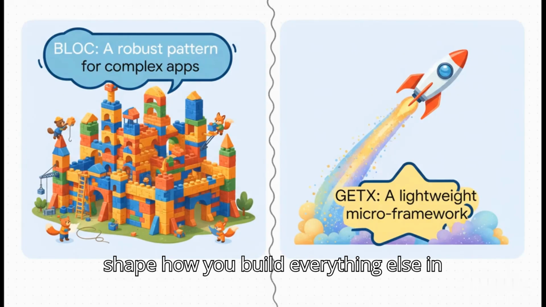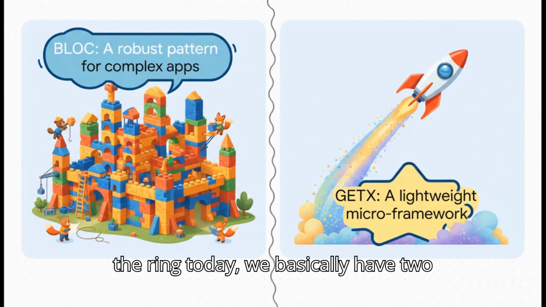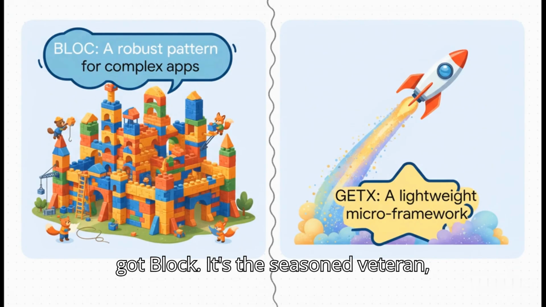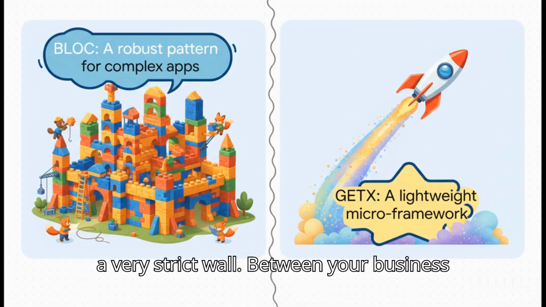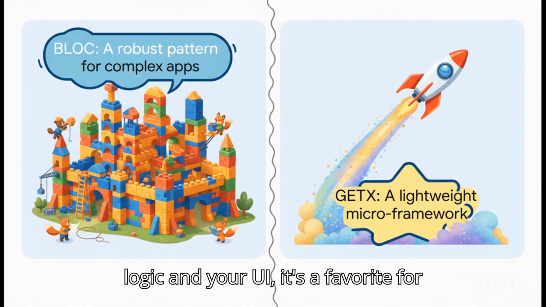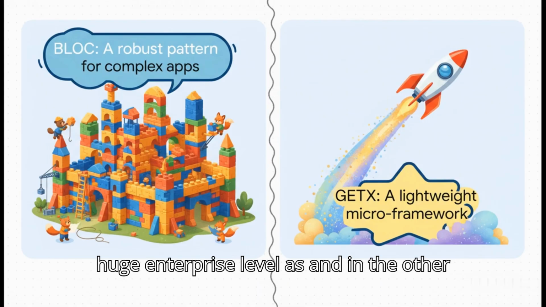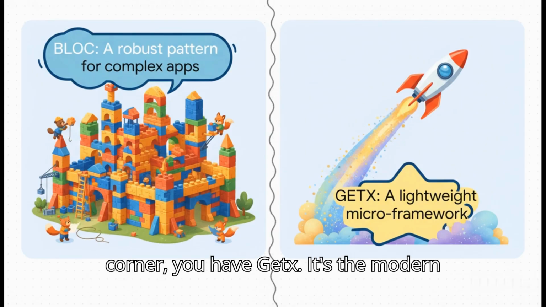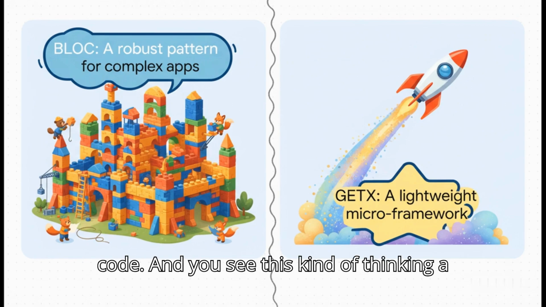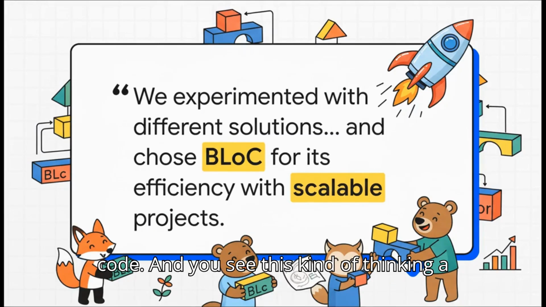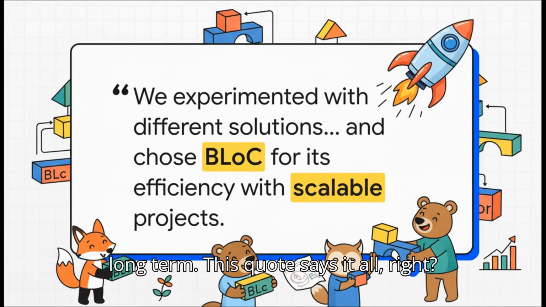In the ring today, we basically have two main heavyweights. In one corner, you've got Bloc. It's the seasoned veteran, super robust, predictable, and it creates a very strict wall between your business logic and your UI. It's a favorite for huge enterprise-level apps. And in the other corner, you have GetX. It's the modern, lightweight challenger that's all about performance, simplicity, and writing less code. And you see this kind of thinking a lot with teams that are planning for the long term. This quote says it all, right?